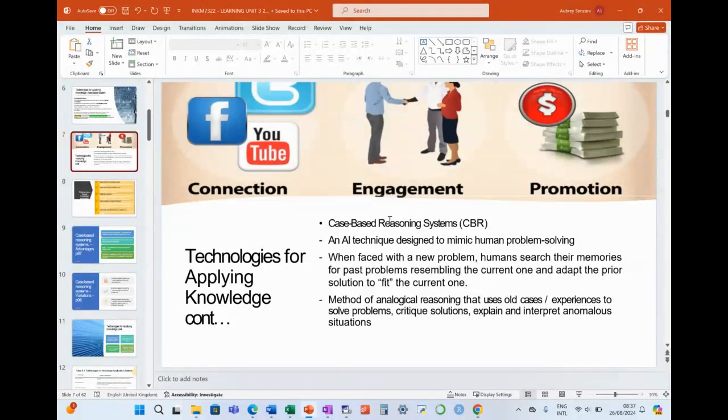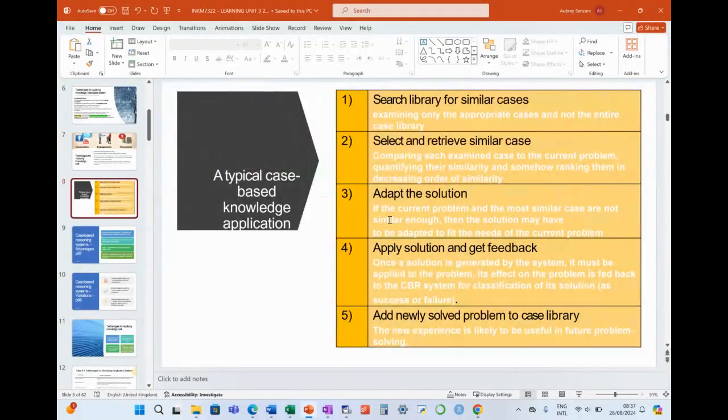Okay. Right. Super. Okay. So here now, they're just talking about the typical case-based knowledge application, the steps, or how this knowledge application system actually works. So firstly, you need to have a library of cases, right?